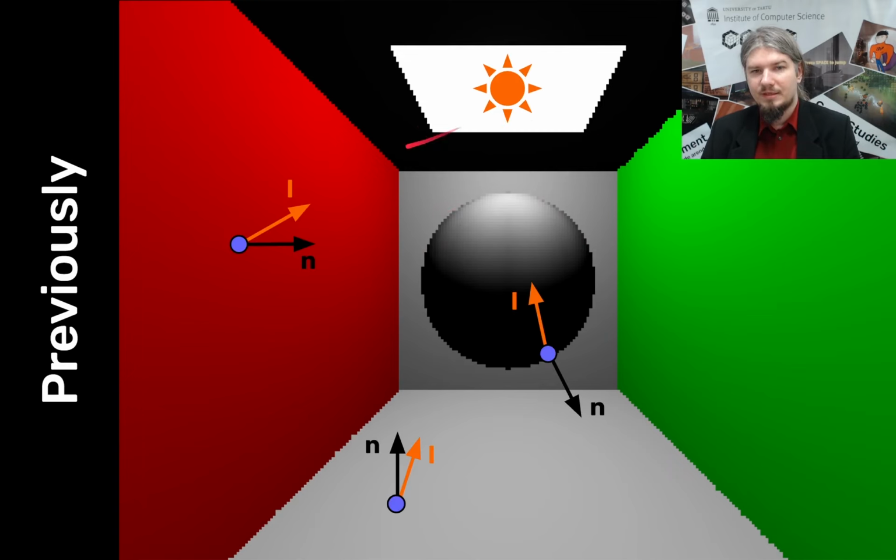We can see that from this light source, light is shining on this red wall, it's shining maybe on this ground, but the underside of this sphere is completely black because the dot product here would give us a negative value. But this is not really accurate in the real world.